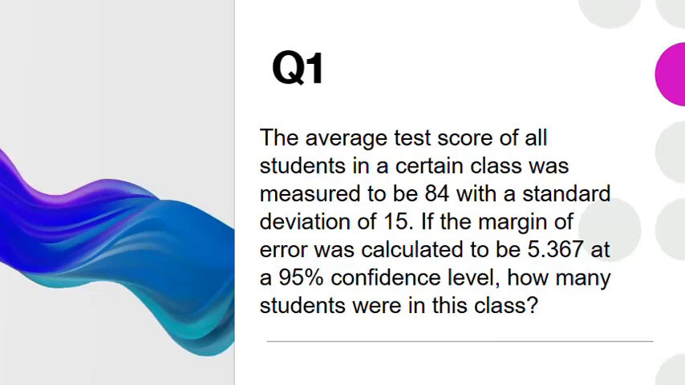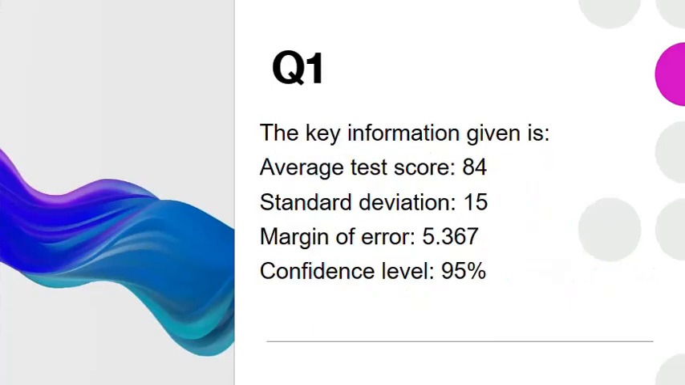Okay, so hopefully you paused the video and were able to look at it and approach it. But let's proceed with the solution on how I approached it. My first step was to look at the given key information. We were given the average test score, which is 84. Standard deviation is 15. So mean was 84, standard deviation is 15. Margin of error is 5.367, and the confidence level is 95%.